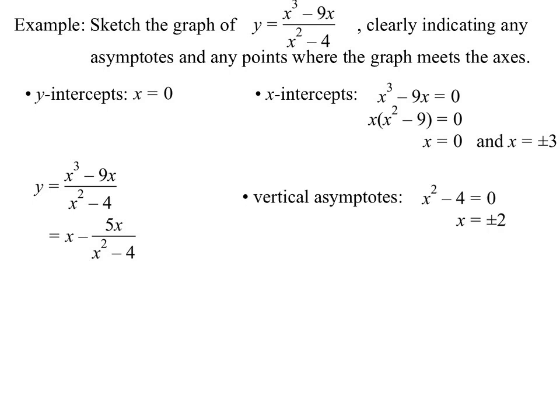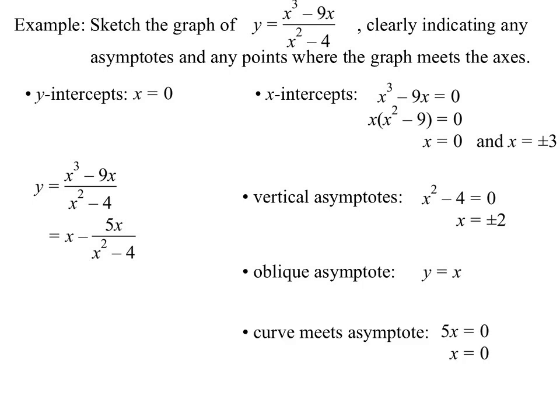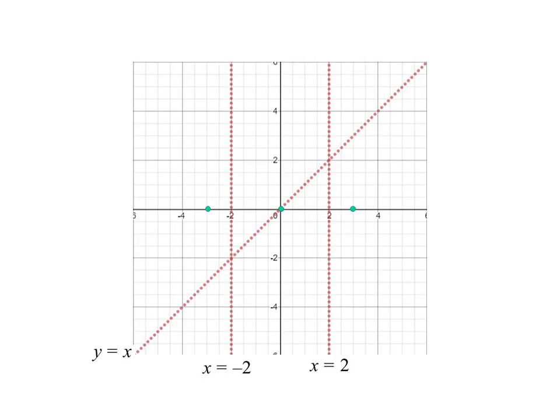I know I've got a vertical asymptote when the bottom of the fraction equals 0. So we've got 2 of them at plus or minus 2. Okay? Let's put those in. But we're going to have, in this case, an oblique asymptote at y equals x. Does the curve meet that asymptote? That's when I look at the top of the fraction. Is it possible for 5x to equal 0? Well, yes it is. That's at x equals 0. And again, we probably knew that already because we'd already determined that the origin was an x-intercept.